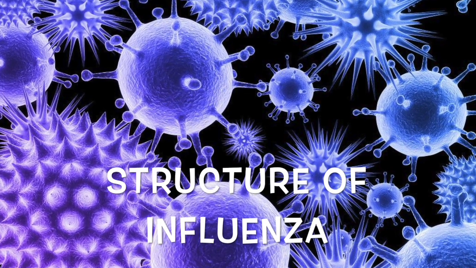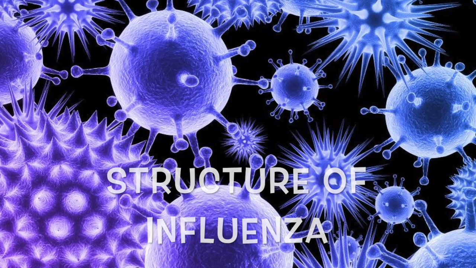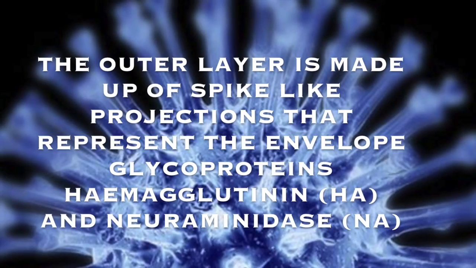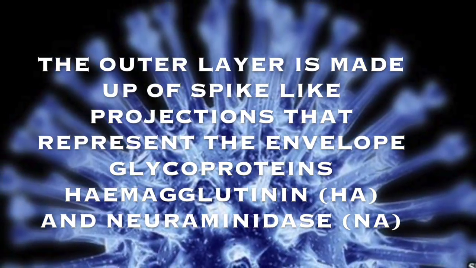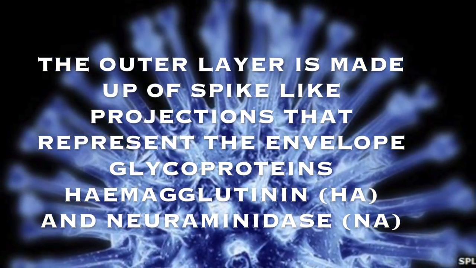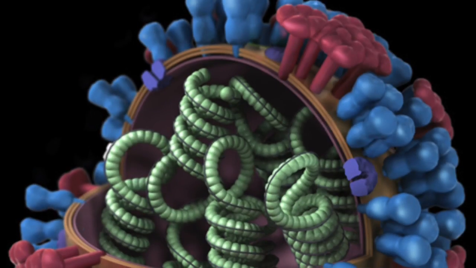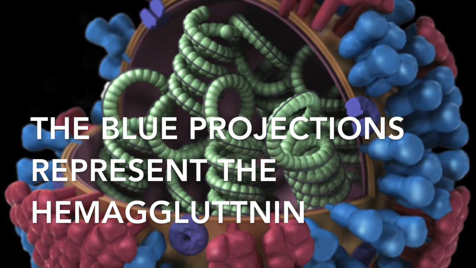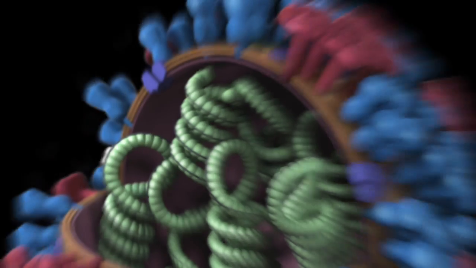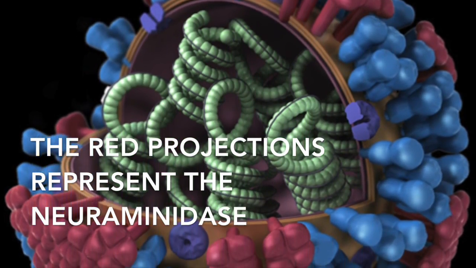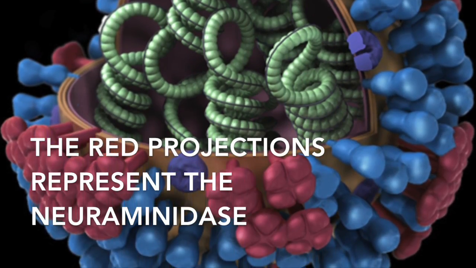The structure of influenza. The outer layer is made up of spike-like projections that represent the envelope glycoproteins, hemagglutinin and neuraminidase. The blue projections represent the hemagglutinin. The red projections represent the neuraminidase.